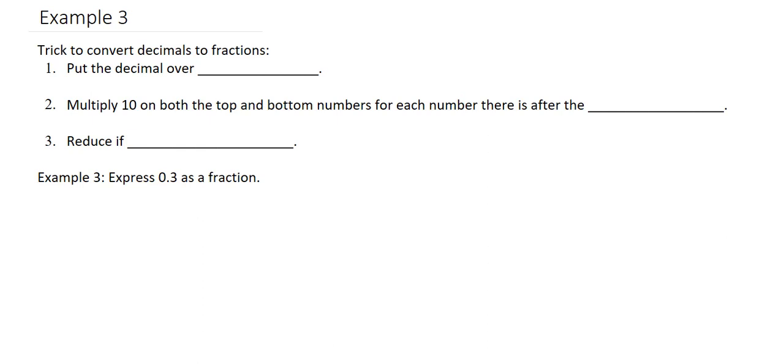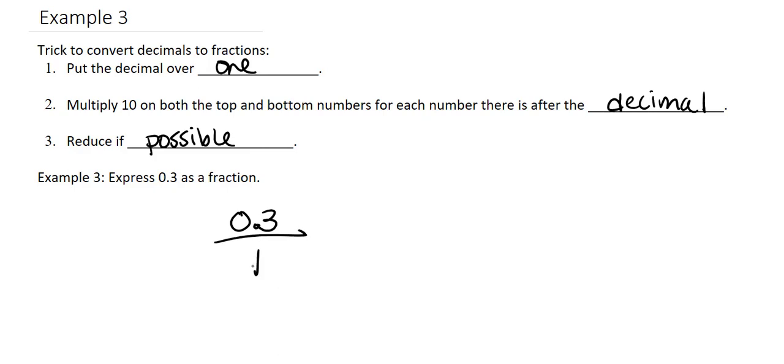Example 3. So the trick to convert decimals to fractions, we're going to put the decimal over 1, and then we're going to multiply 10 on both the top and the bottom numbers for each number there is after the decimal. And then we're going to reduce if possible. So let's go ahead and do that. Express 0.3 as a fraction. Well, the first thing we're going to do is put it over 1. So we have a fraction, but we have a decimal, so we need to get rid of that. And the way we do that is we multiply the top and the bottom by 10.